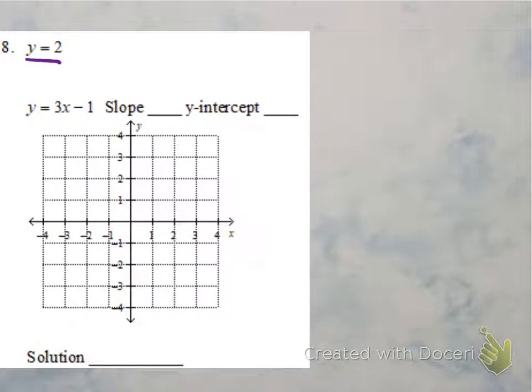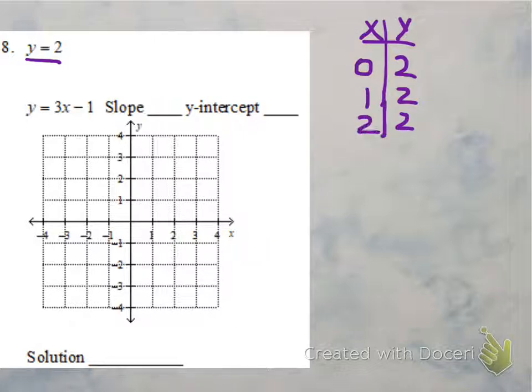All right, for this first line, y equals 2, you can memorize that y equal to a number is always horizontal, or you can do a little xy chart. The y values need to be 2 every time, and then you can pick whatever you want for x. So we've got a point at 0, 2, 1, 2, 2, 2. And so you start to see that horizontal line forming. Anytime you have y equal to a number, it's a horizontal line.